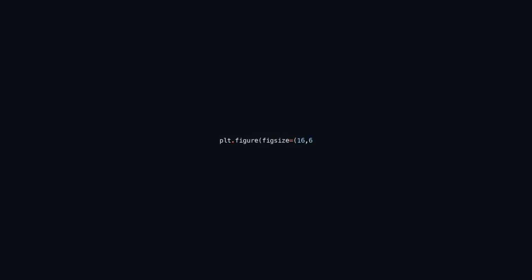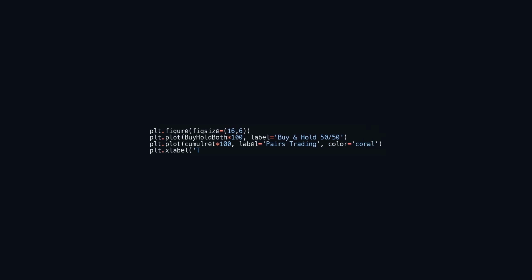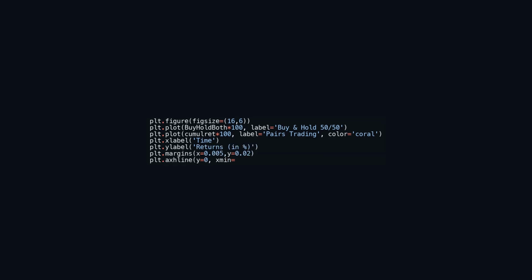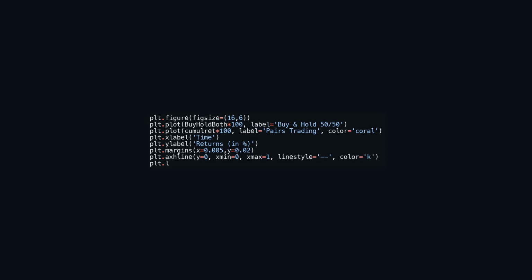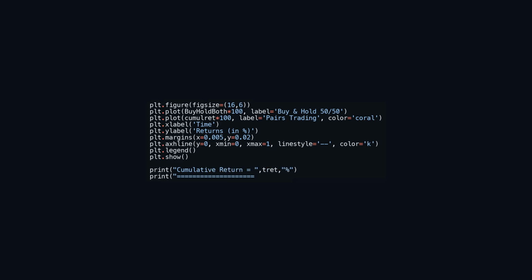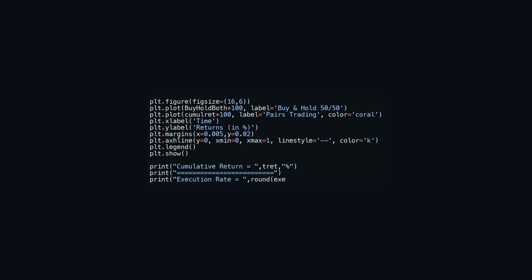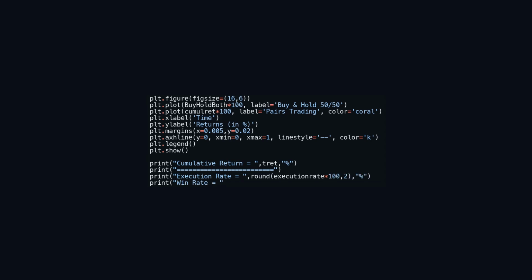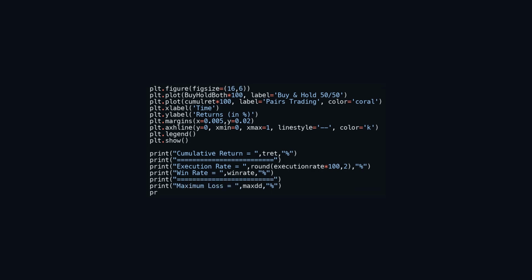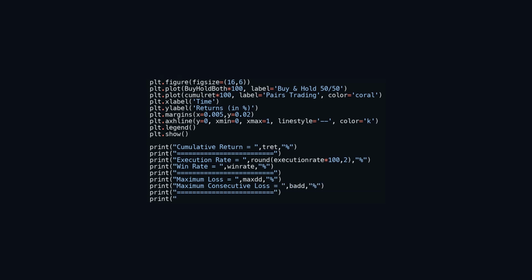This code uses the matplotlib library to create a plot that compares two investment strategies, buy and hold 50/50 and pairs trading. It sets up a figure with a defined size and plots the cumulative returns of both strategies, scaling them to represent percentage returns. The x-axis is labeled time and the y-axis returns in percent, with adjusted margins for improved visual spacing. A dashed horizontal line at the y=0 level serves as a reference point. A legend differentiates the two plotted lines and the final visualization is displayed.